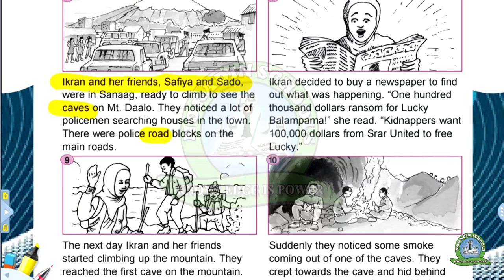The next word which is new is this: road blocks. Road block means something that the police use to stop the vehicles on the road.